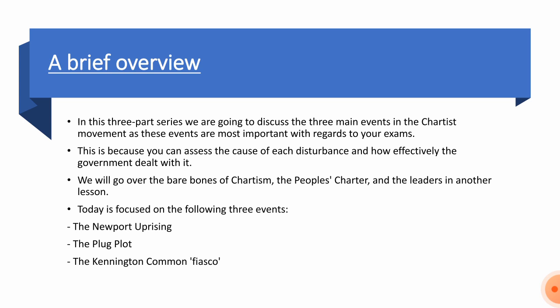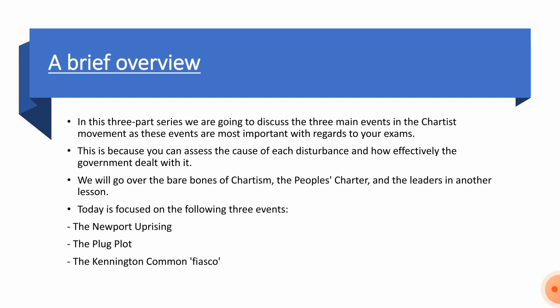A brief overview. In this three-part series, we are going to discuss the three main events in the Chartist movement, as these events are most important with regards to your exams. This is because you can assess the value of each disturbance and how effectively the government dealt with it. So obviously there's a lot to talk about with regards to the Kensington Common fiasco of 1848 and the way the government dealt with that. But obviously we're going to get onto that in another lesson.